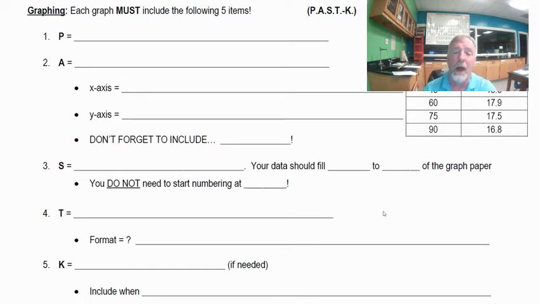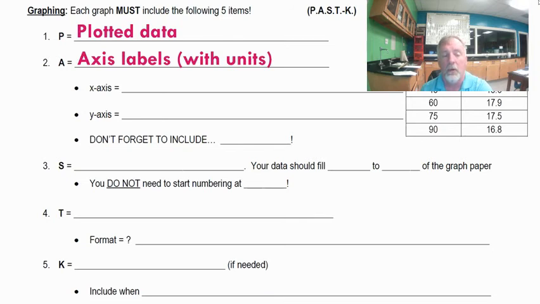So the first, we have a little acronym here, PAST-K, P-A-S-T-K. It's at the top of the screen there. And you see them on the 5 points, so I'll go with those letters in that acronym. So what's P stand for? P stands for we're going to plot our data, right? If we're going to graph, that's what I mean by graphing. We're going to plot our data on a graph.